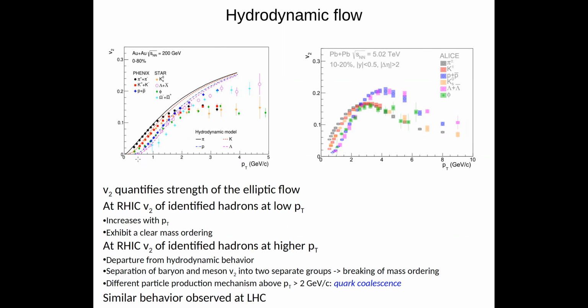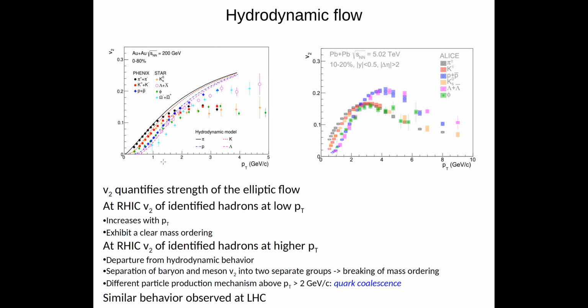What is meant by mass ordering? The more massive the particle, the smaller will be its V2. So pions, having the lowest mass among hadrons, have the largest V2, and then as you keep on increasing the mass of the particles, their V2 is decreasing. This is what is predicted by hydrodynamics. So that is why it is sometimes called hydrodynamic mass ordering, or the exhibition of V2 in data is hydrodynamic in origin. This is the signature of the collectivity, that the medium as a whole is expanding.